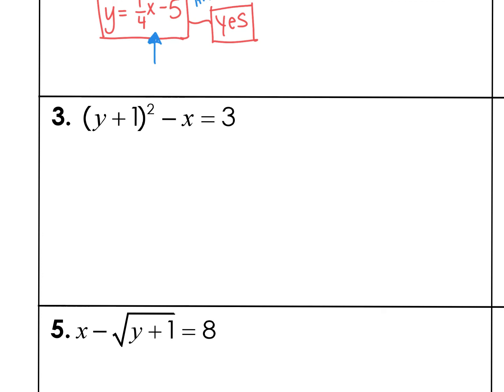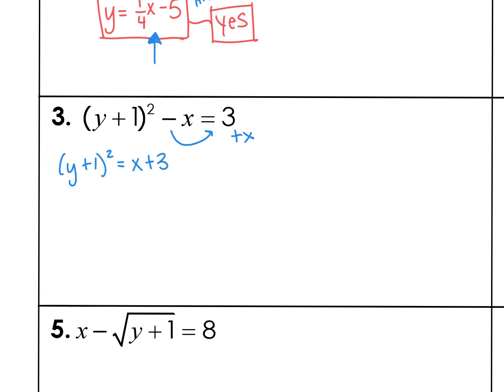All right, let's look at number 3. Number 3, again, we want to isolate our y. So I'm going to go step by step. First thing I'm going to do is move my x. It's a minus x, so I'm going to move it as plus x. So I'm going to have y plus 1 squared equals x plus 3.